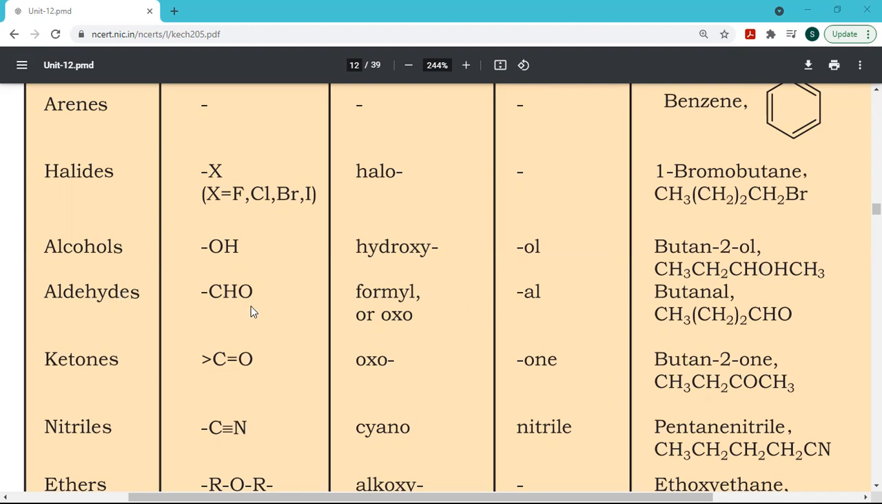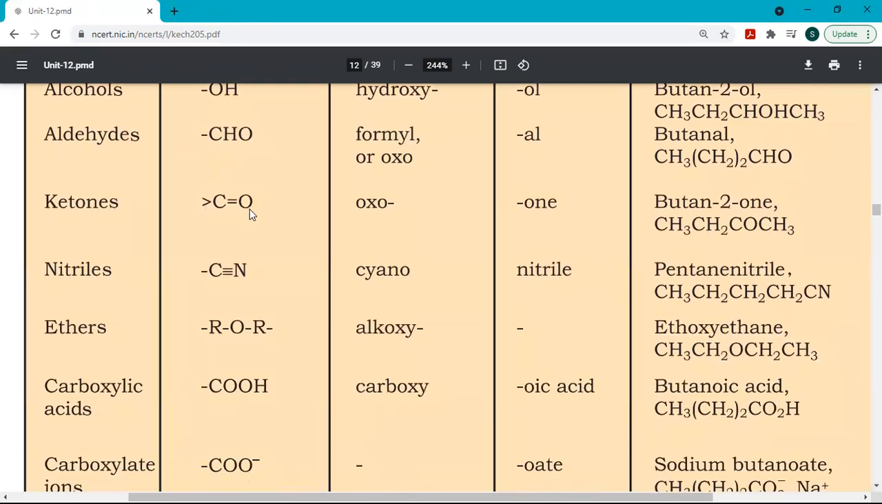Next, aldehyde, CHO. We use prefix formyl or oxo and suffix al. So for example, with the butane, we have CH3, CHO here. So this is named as butanal. Let's just move to ketone. Whenever you see C double bond O, carbon in a chain and with which oxygen is attached with the double bond, this is oxo prefix. One is the suffix, like this. For example, we have arrangement like this, so this will be known as butan-2-one, because this is on the second carbon.